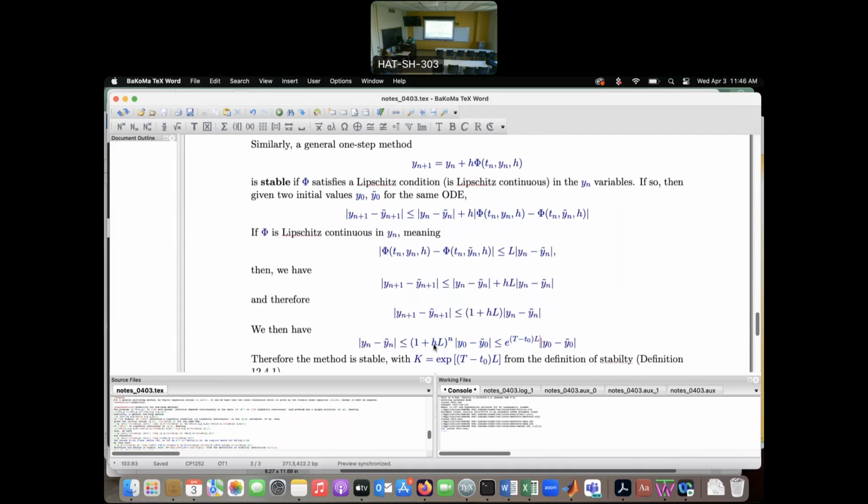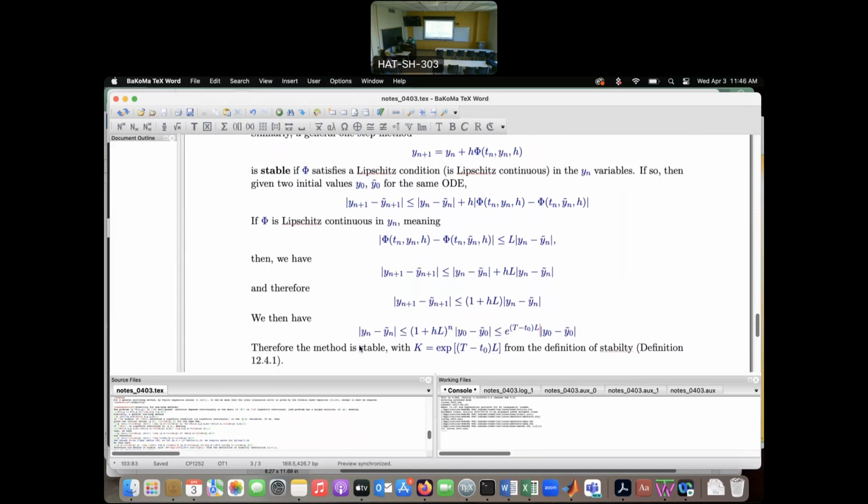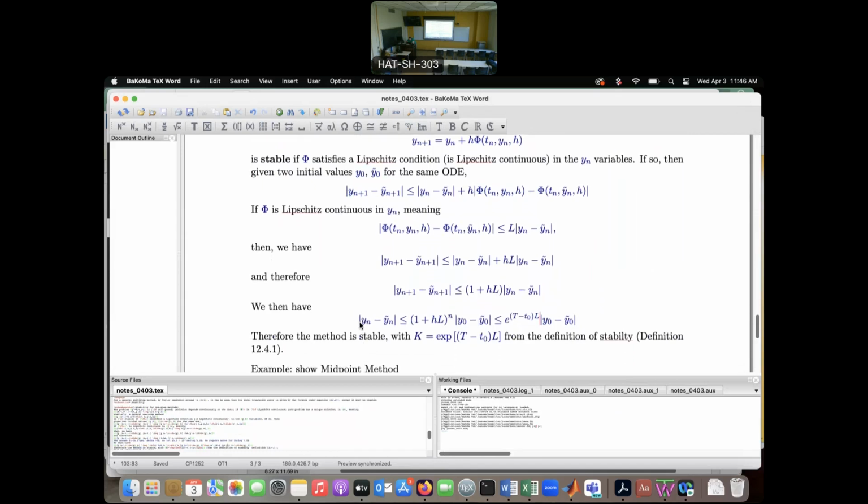And because h times n is equal to the difference between your final time and your initial time, I have here that the difference in solution at time tn is less than or equal to this factor that, notice, is independent of h, times the difference in your initial value. So a small change in your initial value causes a bounded change in your solution for your entire time.